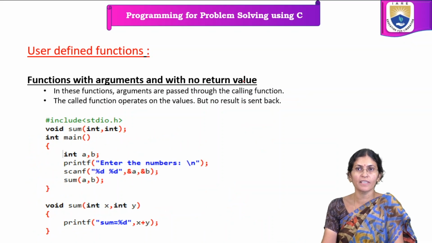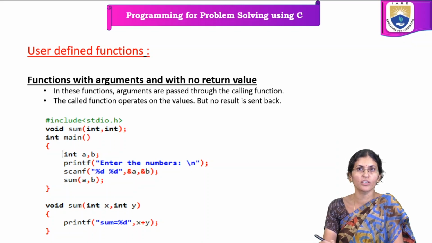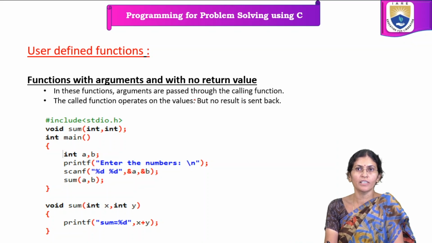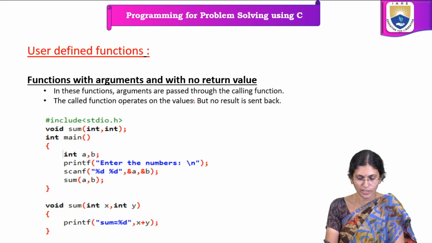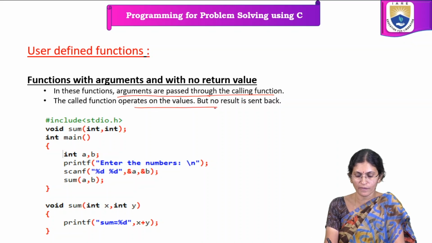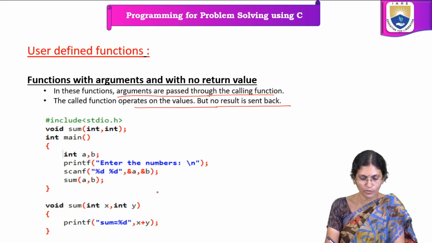Function with arguments and with no return value. Function with arguments means the calling function will have parameters, but the called function will not return any value to the calling function. In these functions, arguments are passed through the calling function. The called function operates on the values, but no result is sent back. For example, this is a function prototype we have declared.